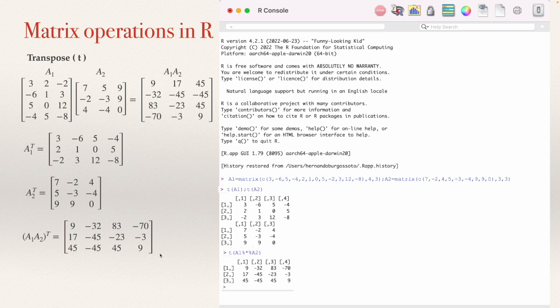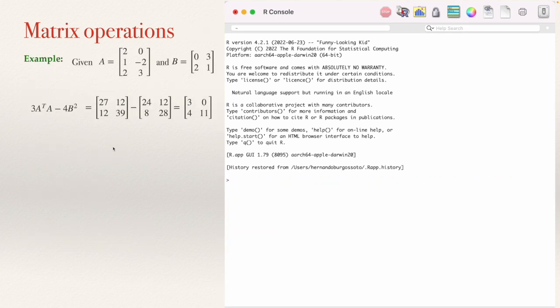Okay, so what do we do if we have an expression with several operations? For example, this one that we already solved. We already solved it by hand in one video. We solved it using Excel in another video, and now in this video we're going to solve it using R. If you need to do that, then you will need to enter the two matrices that you have. For example, this A is a matrix that you have. When you enter this matrix, type 2, 1, 2, 0, -2, 3.